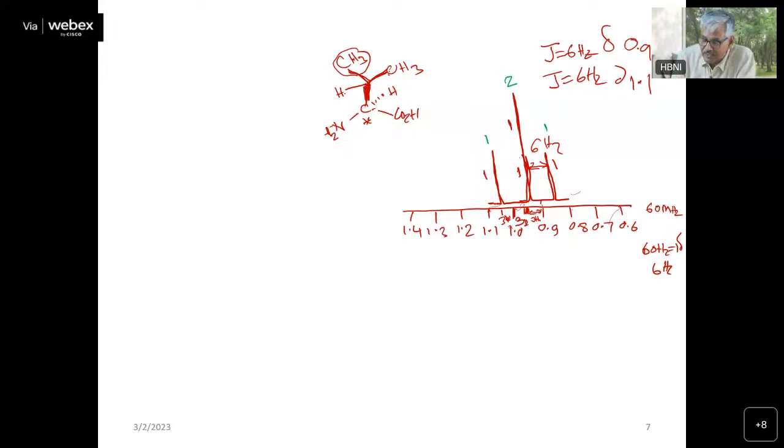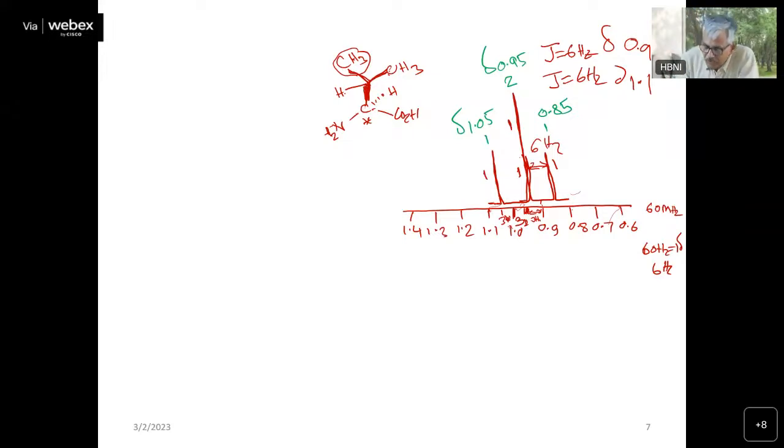Okay, now you change it, so what will be its position? It will be 0.85 delta. This will be coming at 0.95 delta, and this will be coming at 1.05 if you see in delta value.